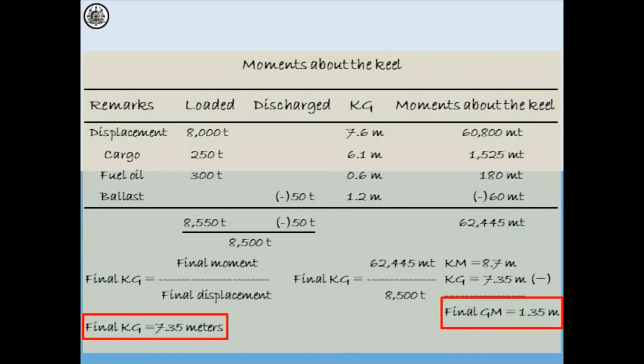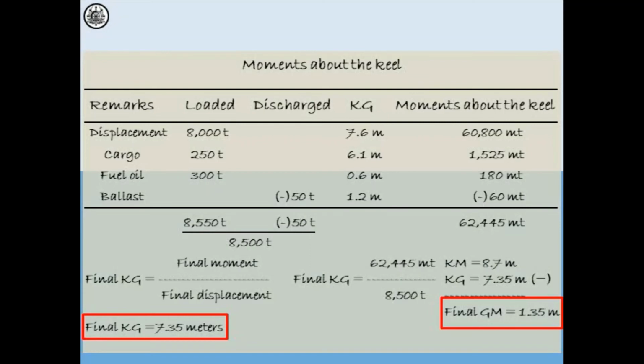Moment computation about the keel of each cargo. Displacement, which is equal to 8,000 tons, multiplied by its KG of 7.6 meters, the result is 60,800 metric tons. 250 tons of cargo multiplied by its KG of 6.1 meters, the result is 1,525 metric tons. Fuel oil of 300 tons multiplied by its KG of 0.6 meters, the result is 180 metric tons. Sum up all cargo loaded, the result is 62,505 metric tons.